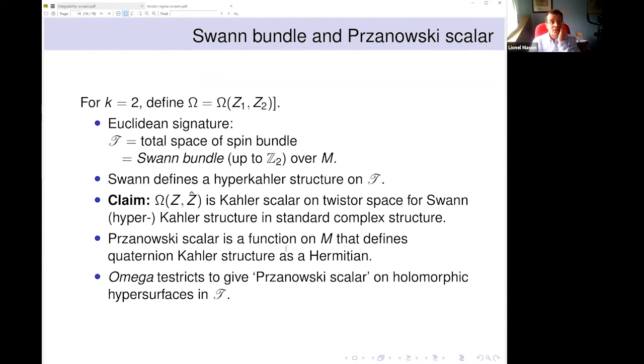And so you can choose a holomorphic surface in this twistor space, identify that with the original quaternion-Kähler manifold, and then this omega restricts to be the Przanowski scalar. And so this gives you a representation of the Przanowski scalar. So that's the k equals 2 case.